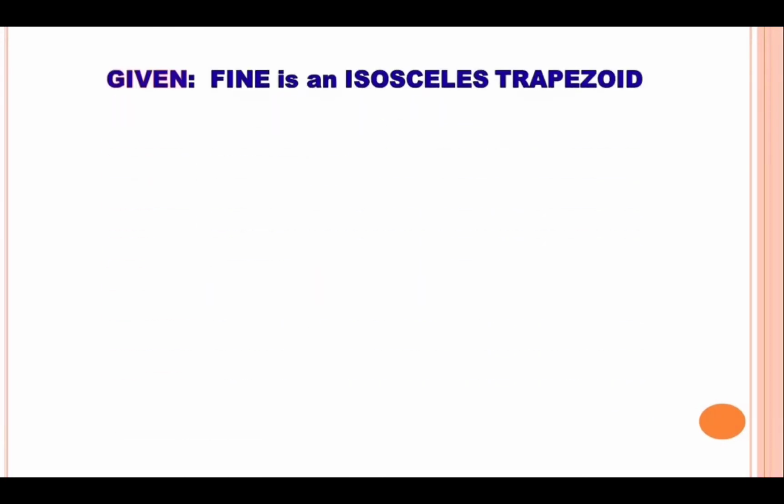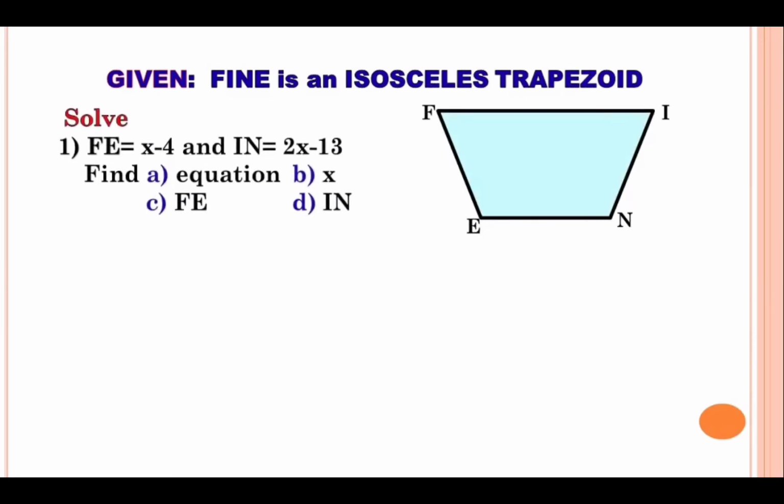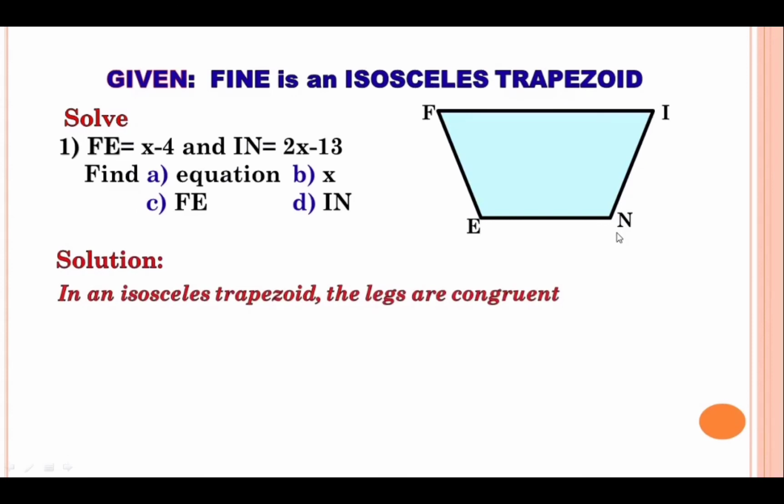Given FINE is an isosceles trapezoid, okay, we are to solve this. FE is represented by x minus 4 and IN is represented by 2x minus 13. Find the following. Okay, so let us first see the relationship between the two given. So segment FE and segment IN are the legs of the trapezoid. So in an isosceles trapezoid, the legs are congruent. When we say congruent, their measures are equal.